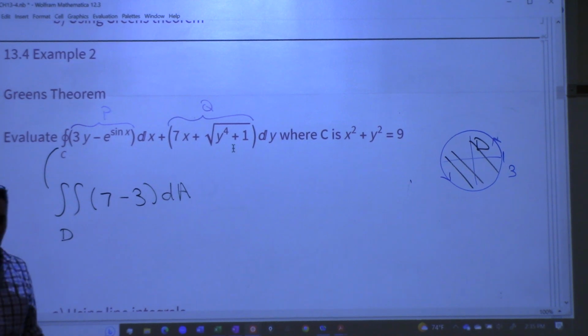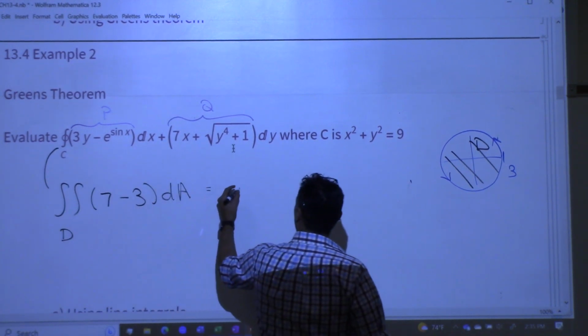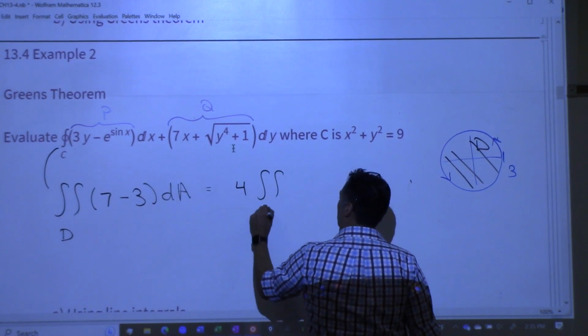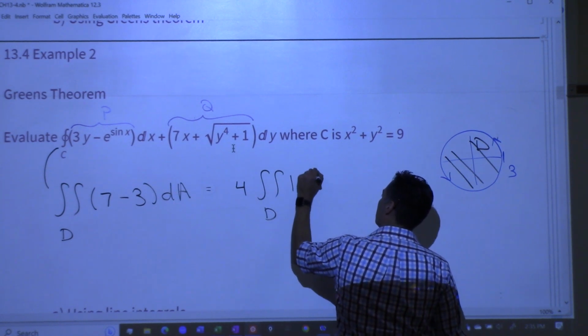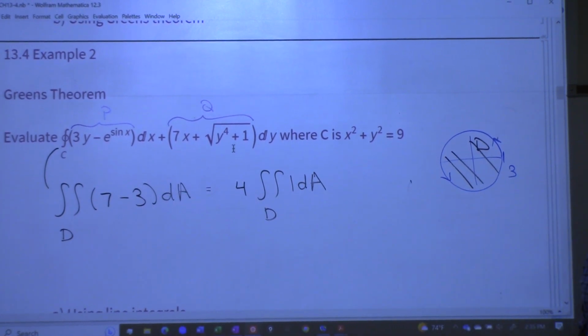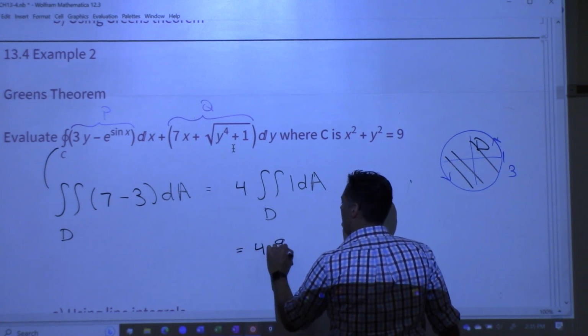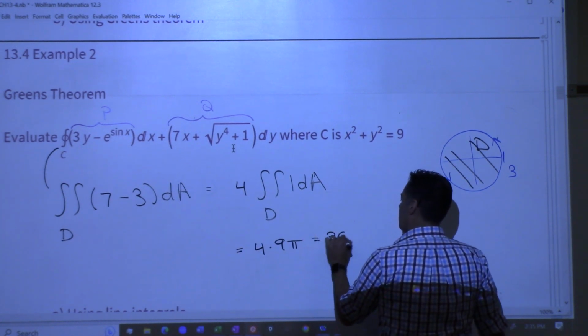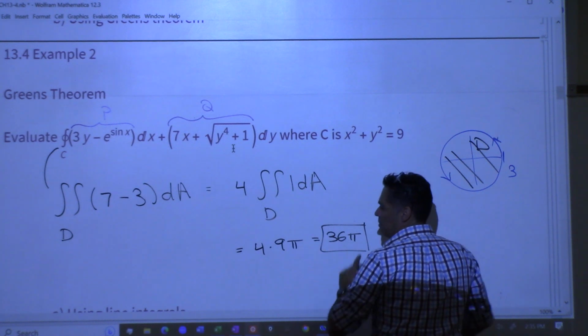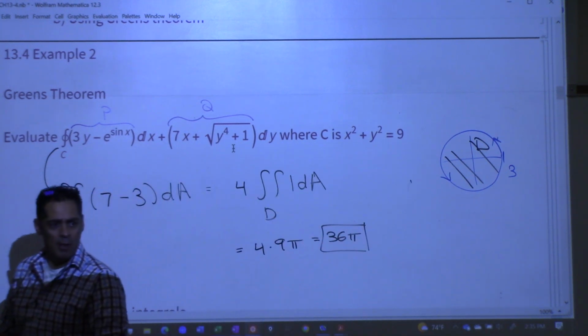That's a constant. 4. Pop it out. 4 times the double integral over D of 1 dA, right? And that double integral over D of 1 dA is just the area of the region D, which is pi r squared, and the radius here is 3. So 9 pi is the area of that. So this should be 4 times 9 pi, which is 36 pi. See, if you know what you're supposed to be doing, that problem is almost trivial.